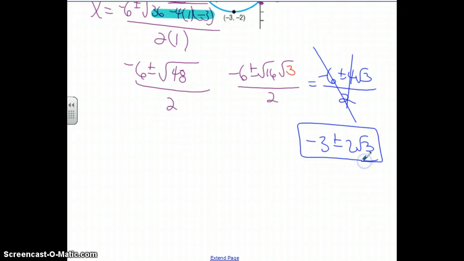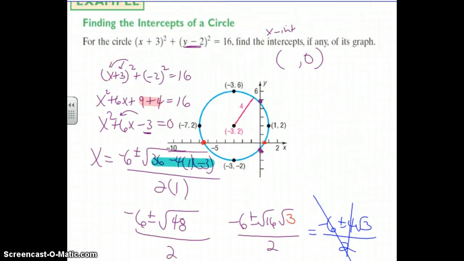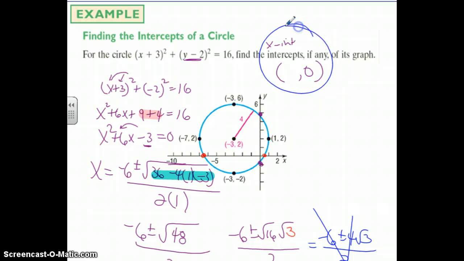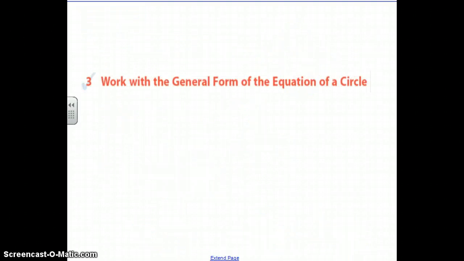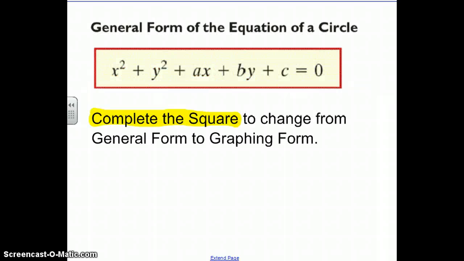Those are my x-intercepts. You would repeat this process to find the y-intercepts, but to find the y-intercept, you're going to have to let x be 0. And I'll spare you that. So again, we want to work on moving from the general form, which is not in standard graphing form.